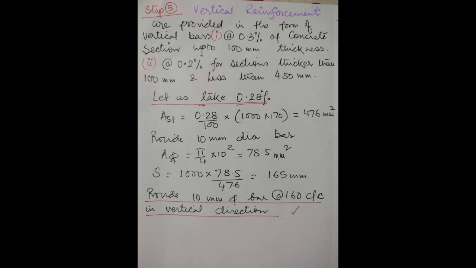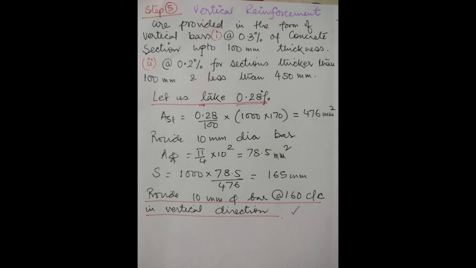Now let us design step number 5, that is the vertical reinforcement. So vertical reinforcement is provided in the form of vertical bars at the rate of 0.3% of the concrete section up to 100 millimeter thickness, and at the rate of 0.2% for sections thicker than 100 millimeter and less than 450 millimeter. Here I am taking 0.28%. So AST is 0.28 by 100 into 1000 into 170. 170 is the thickness, so it is coming as 476 millimeter square.